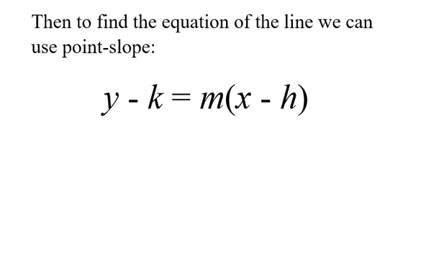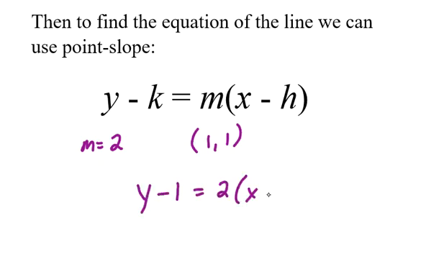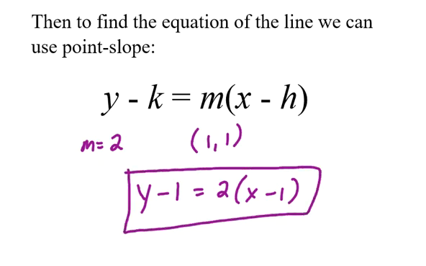So then, to find the equation of the line, we're going to use point slope. So our slope was 2, and the point of tangency was (1, 1). So I'm going to literally just plug in the slope. And you could simplify it to slope-intercept if you want, but most of the time we just leave it in point slope, just like that.